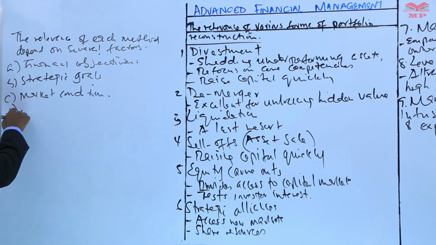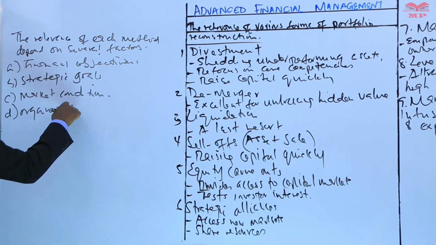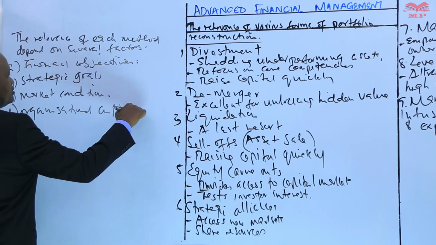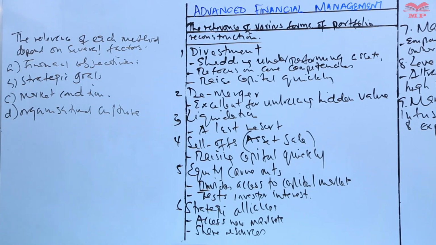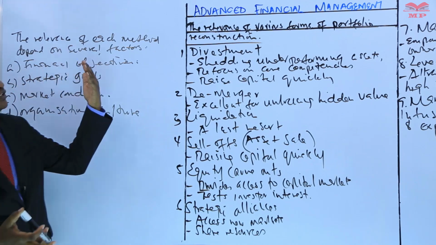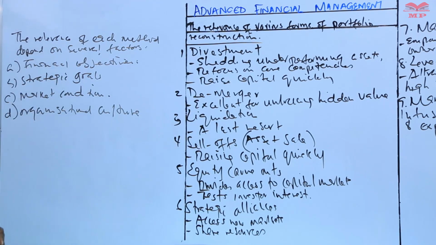Organizational culture is another factor. The company's risk tolerance, and even the company's willingness to undergo significant change, is a factor that will determine the relevance of the various forms of portfolio reconstruction. So these are four factors.